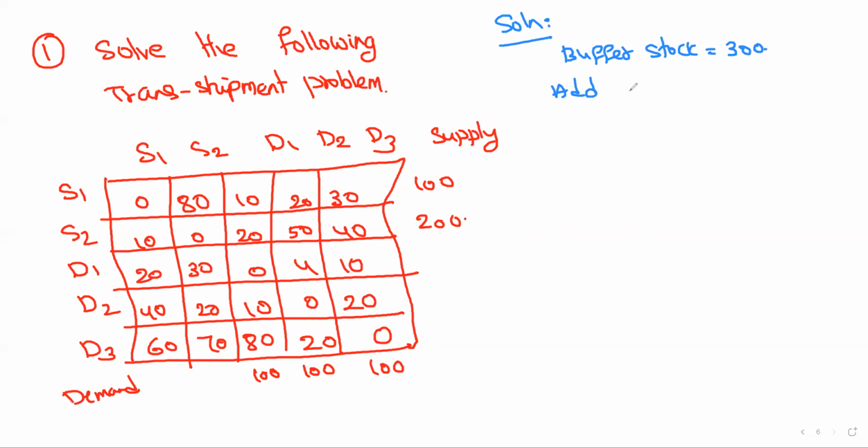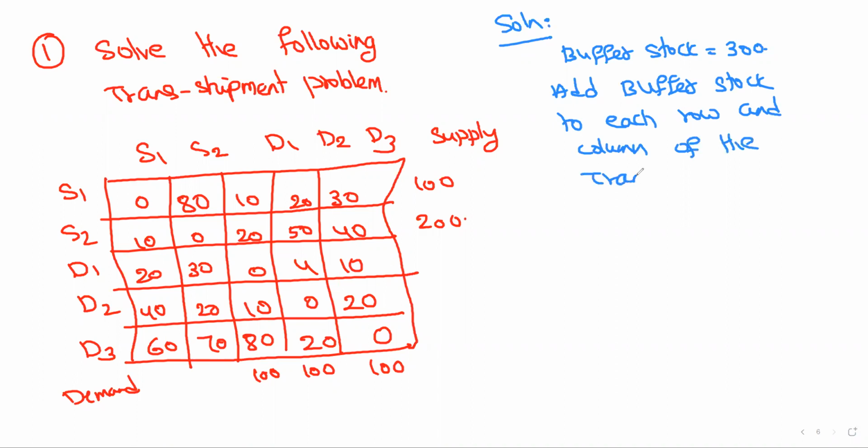Add the buffer stock to each row and column of the transshipment problem. Just add it. Add buffer stock to each row and column of the transshipment problem.